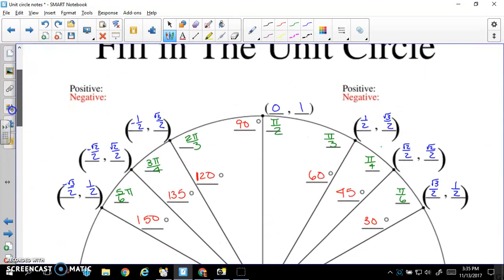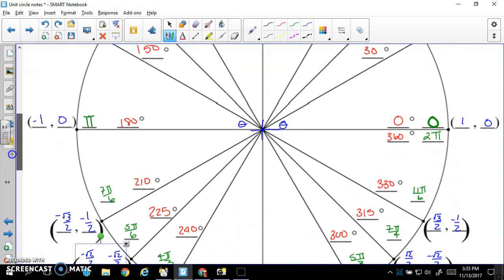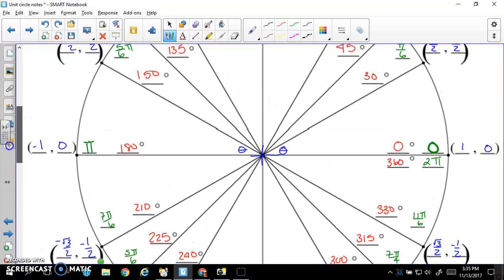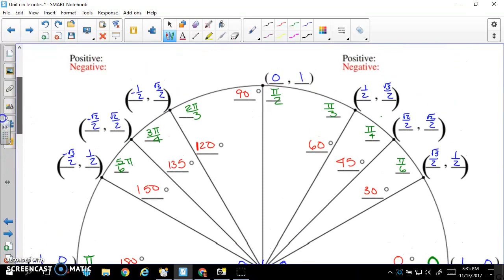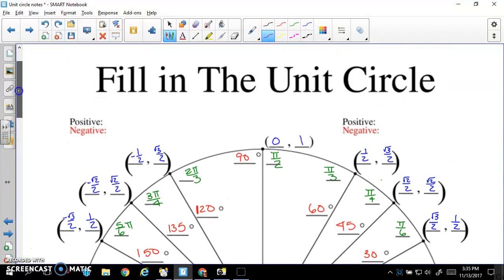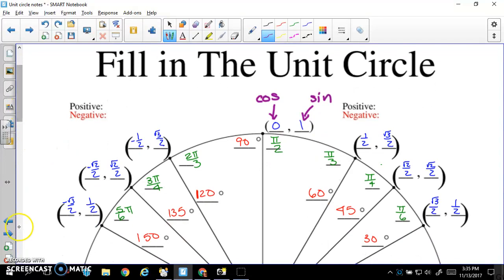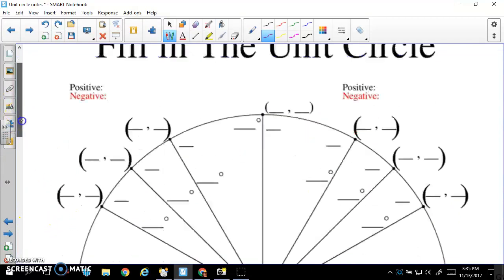Now I've filled out my entire unit circle with all of my radians, all of my degrees, and all of my coordinates. Now we need to talk about what everything is. So on your unit circle, you're going to have these coordinate points where all of my x coordinates are cosine, all of my y coordinates are sine. We can easily see that represented right here.